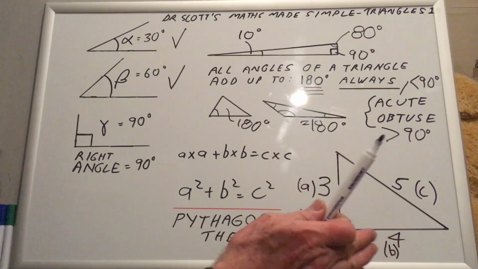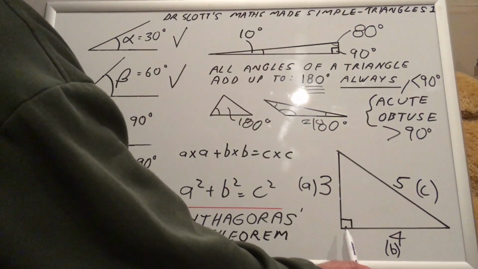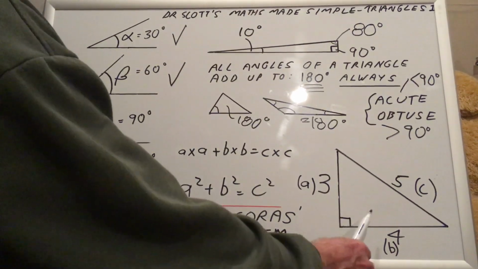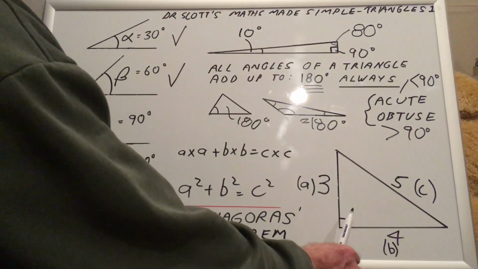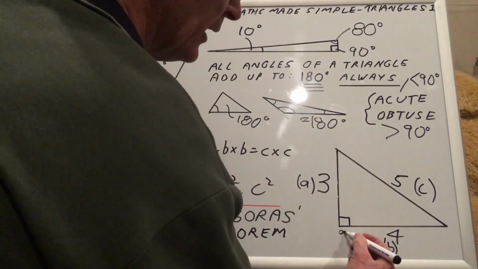Then we have special triangles. Special triangles have a right angle. They're called right angle triangles, like this one. A right angle triangle is a triangle where one of the angles equals 90 degrees. So this is 90 degrees here.